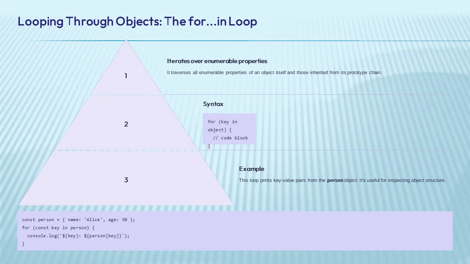Looping through objects, the for in loop. This will print each key-value pair in the object. Use it for objects, not arrays, because the order isn't guaranteed. Here's a syntax and simple example of the for in loop.